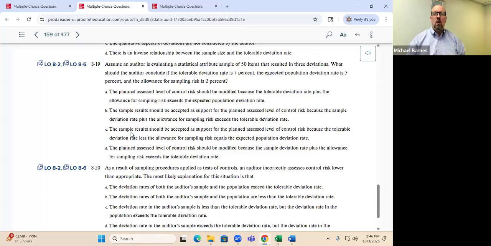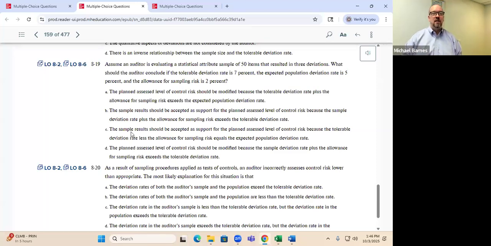Now we need to establish what we're going to compare it to. We want to compare it to the upper deviation rate. But what is the upper deviation rate? Some number that a statistician makes up. But what are the components?